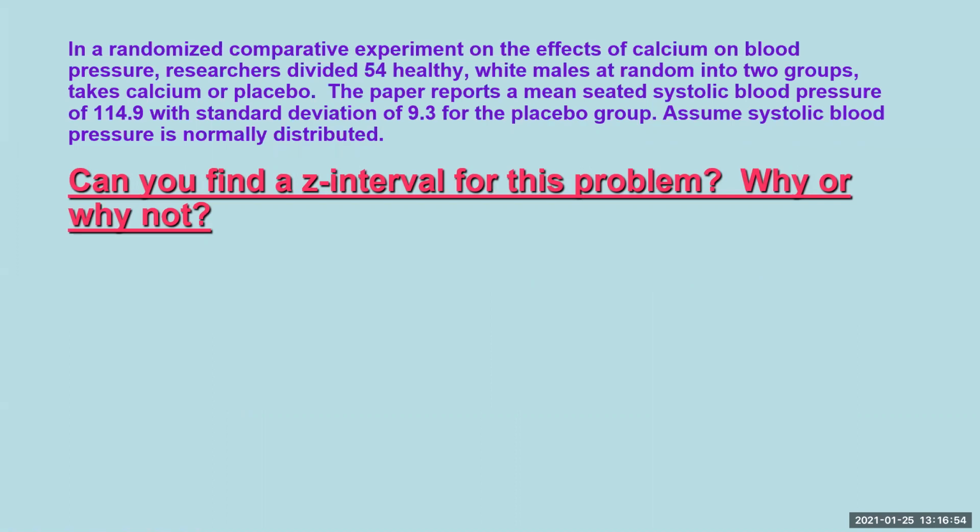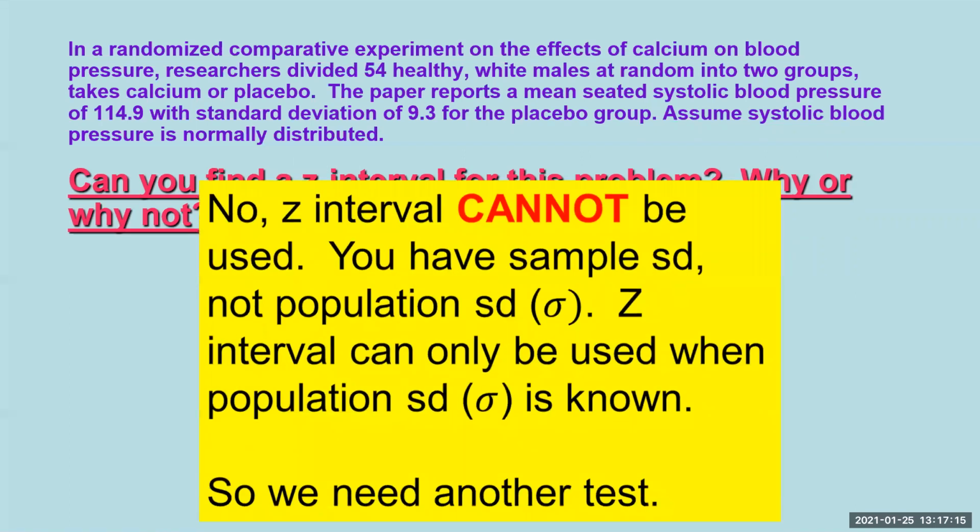So can we find a z-interval for this problem? Well, to find z, we need to know that it's normal. It is normal. We need to know that it's random. It does say random. But we need to know the population standard deviation. Do we know sigma, the population standard deviation? And no, we do not. Notice that the standard deviation is only from the 54. So z cannot be used. We have a sample standard deviation. Therefore, our z-interval can't be used as sigma is unknown.